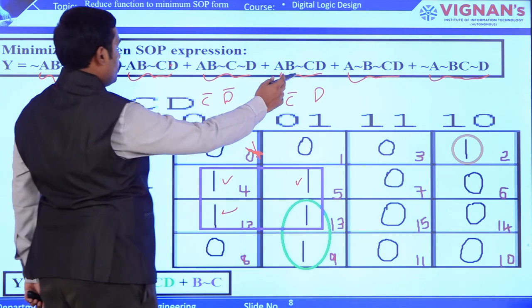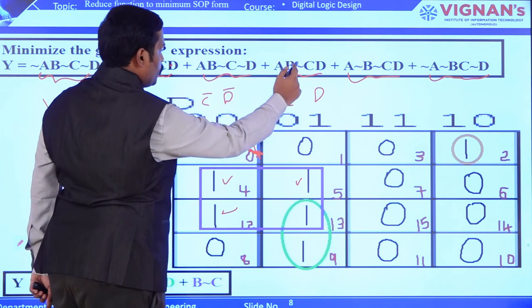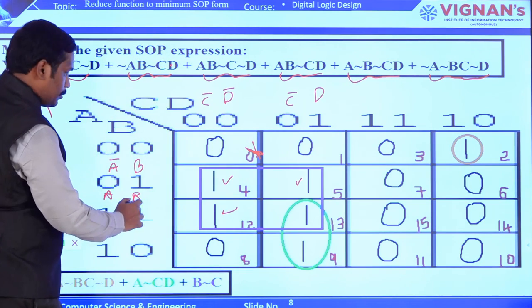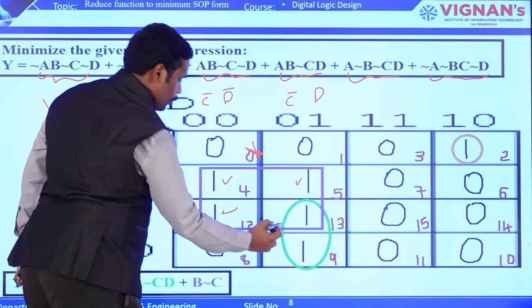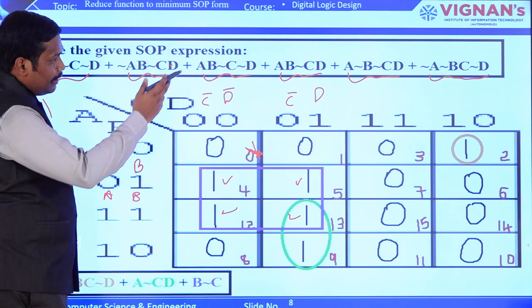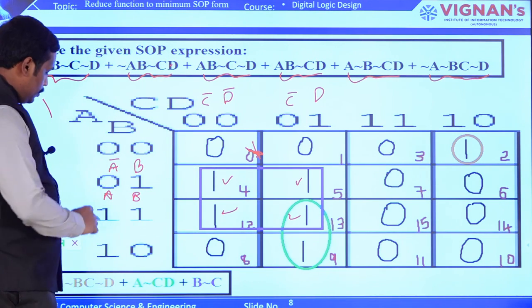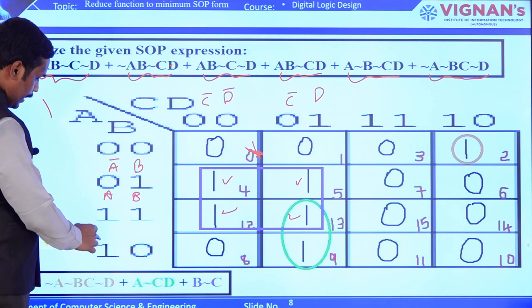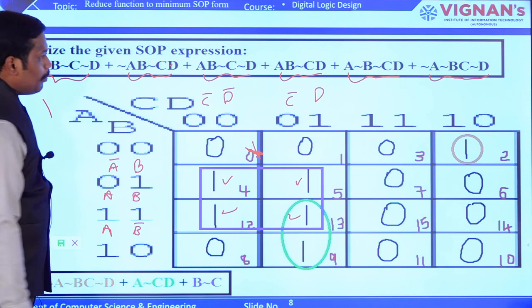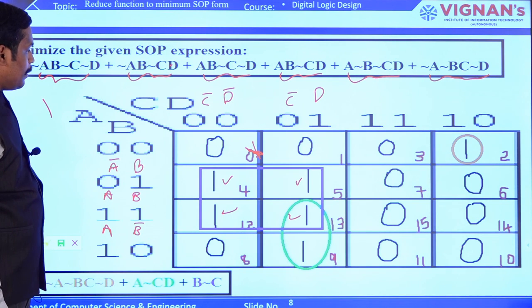And then the fourth term, because 1, 2, 3, 4, fourth term, AB C bar D. So AB is this one, C bar D is this one. So this one I marked in that particular Karnaugh map. And then A B bar. So you can see A B bar, then C bar D.